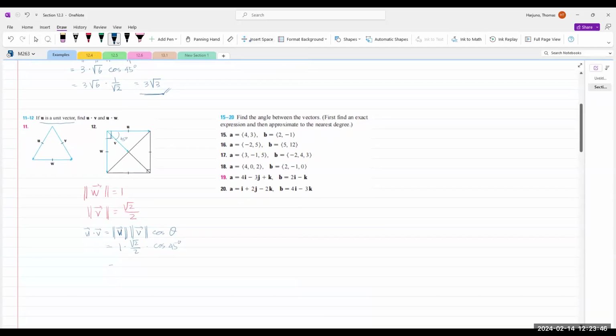Okay, so this is radical 2 over 2 times radical 2 over 2, that's 2/4, which is 1/2. How about U dot V? Well, you can see that U dot W, the angle is 90 degrees, and because the angle between these two vectors is a right angle, then the dot product must be 0.